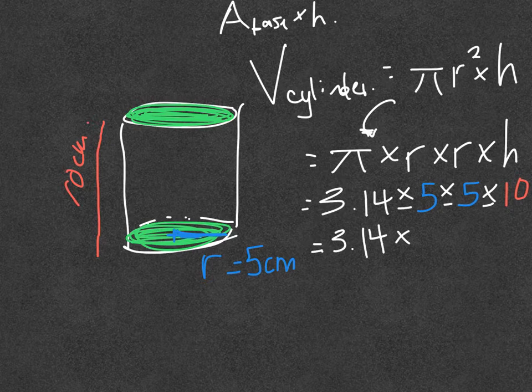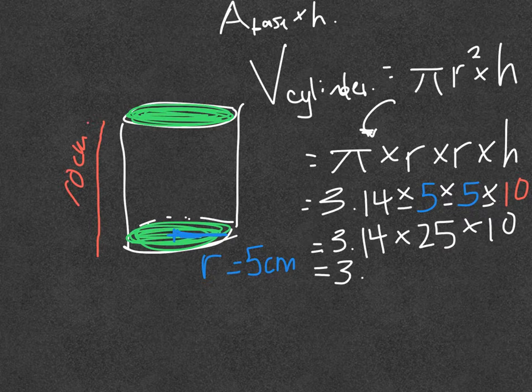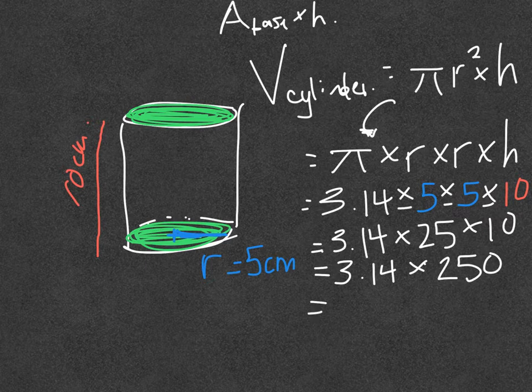5 times 5 I know is 25. And then I can do some more mental math. Some of you might be able to do that in your head. I cannot. 25 is multiplied by 10, which is 250. So first I multiplied the 5 times 5, and then I multiplied the answer, which is 25, by 10. And now I've got to do the 3.14 multiplied by 250, which is going to give me 785.